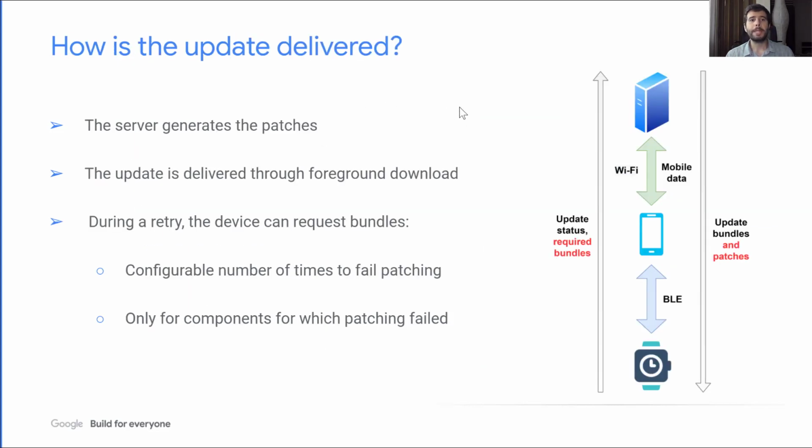So now that we know how the patches are generated, let's see how the update is delivered. The patches are computed on the server, and the same foreground update mechanism is used, except that now the server is sending a mix of bundles and patches instead of only bundles. If patching fails for a specific file, we count the number of failures, and when a threshold is exceeded, the device will request a bundle for that file on the next update retry.